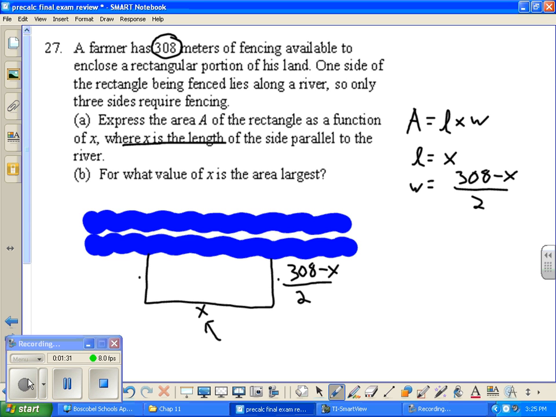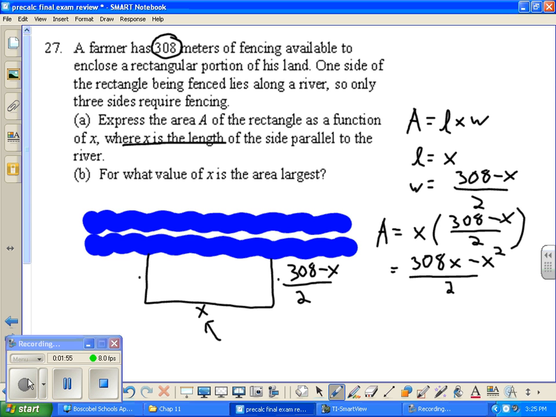So the answer to part A, my equation for the area, is going to be x times (308 minus x) divided by 2. So I can go ahead and distribute that x through. I get 308x minus x squared over 2. I go and divide by 2 and rearrange a little bit. I get area is equal to negative 1/2 x squared plus 154x. Okay, so that's my answer to part A.